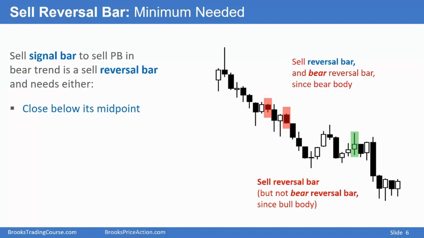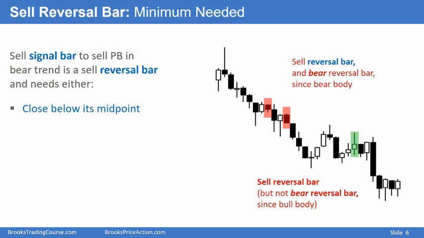Even though these are not particularly strong bear bars, they are bear reversal bars. They're reversal bars. They're reversing the attempt at a bull trend. And they are bear bars, so they're bear reversal bars. That's unlike this. We're still in a bear trend. Now we have a double top bear flag, so it's a double top in a bear trend, but it has a bull body. However, it closed below the midpoint or around the midpoint, and therefore it's a reversal bar.